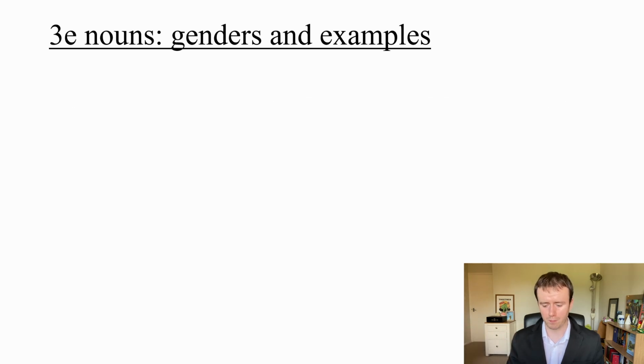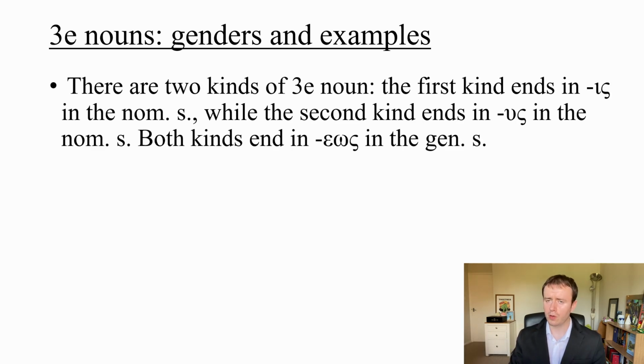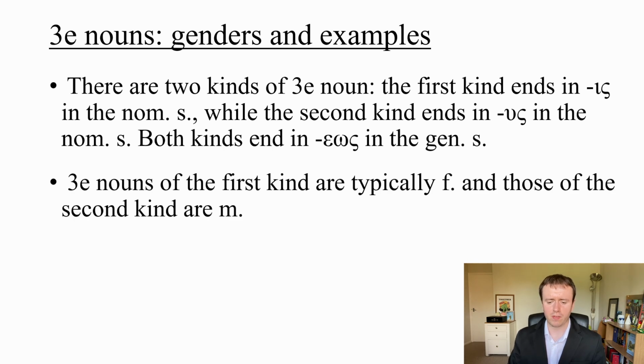including how they decline. As I've said, there are two kinds of 3E noun. The first kind ends in is in the nominative singular, while the second kind ends in us in the nominative singular. Both kinds end in eos in the genitive singular. 3E nouns of the first kind are typically feminine, and those of the second kind are masculine. I've said that those of the second kind are masculine rather than typically masculine because I haven't discovered an exception in that regard. But if you have, please do share it in the comments.